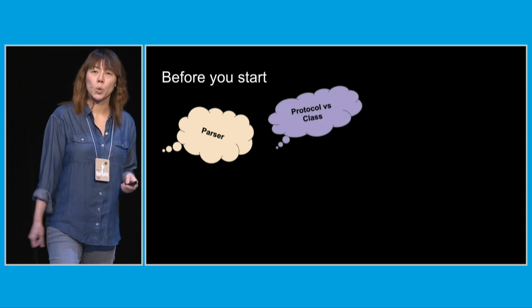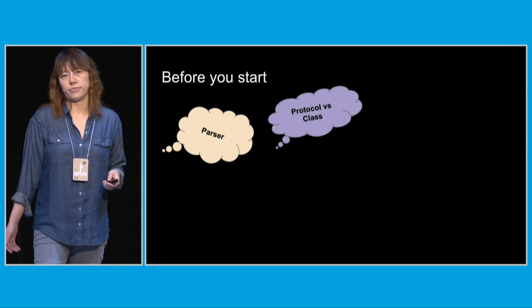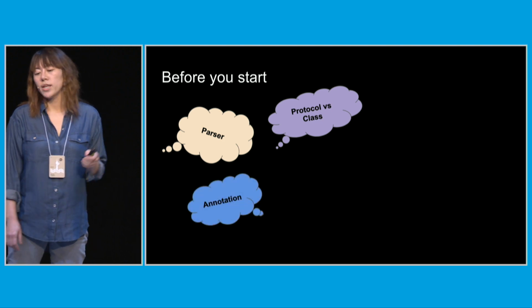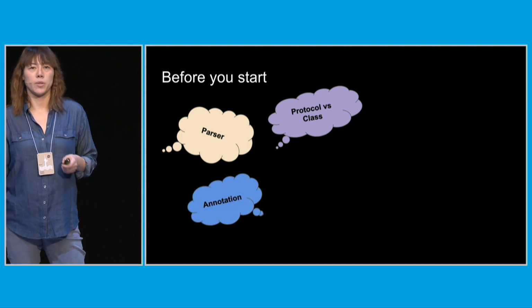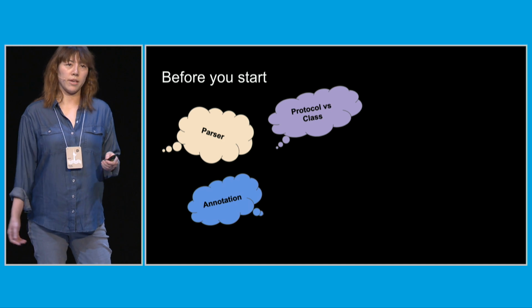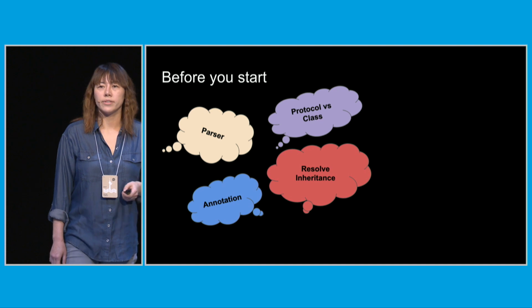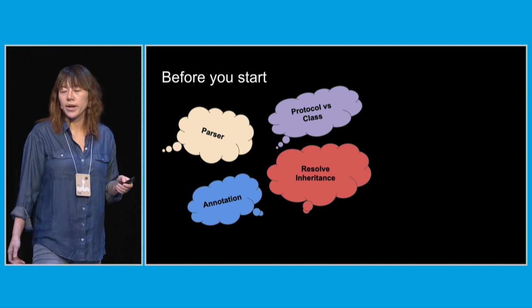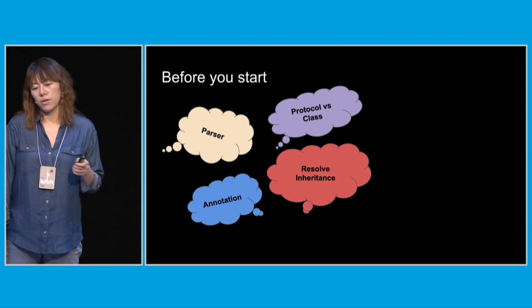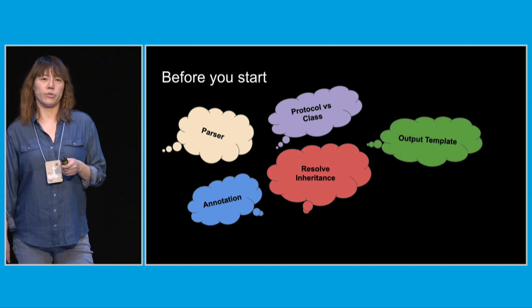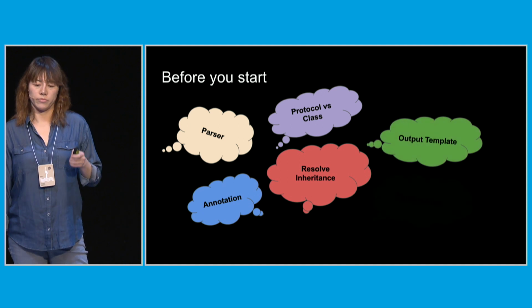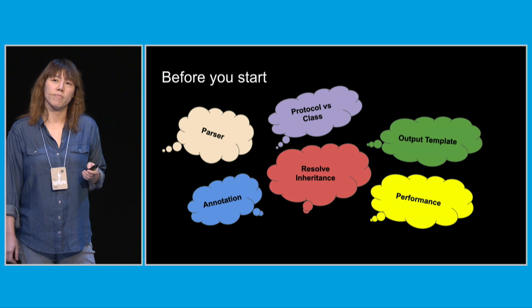Should I mock protocols or classes or both? What annotation should I use? Should I support something like namespacing in case of name collisions? How about resolving inheritance? Is there something clever I can do? What template system should I use for the mock output? And what can I do to make it performant?